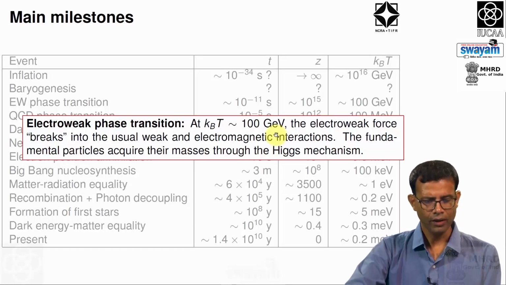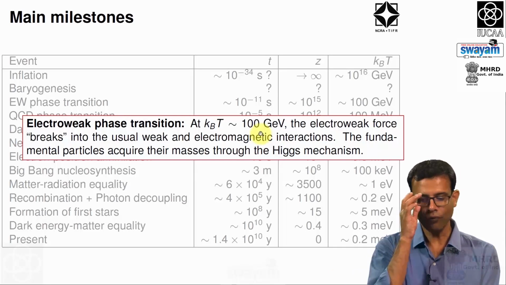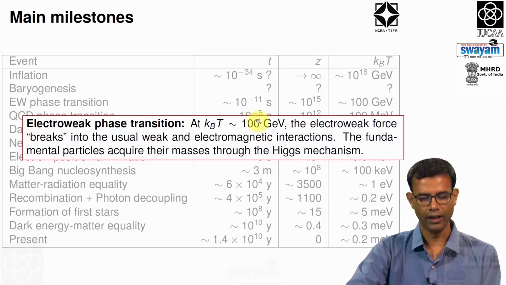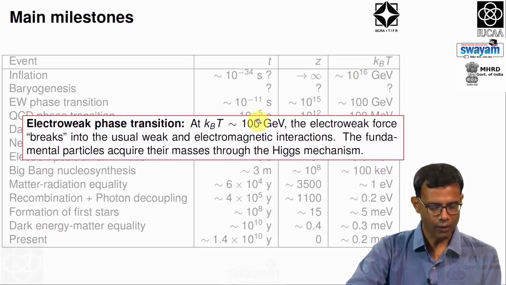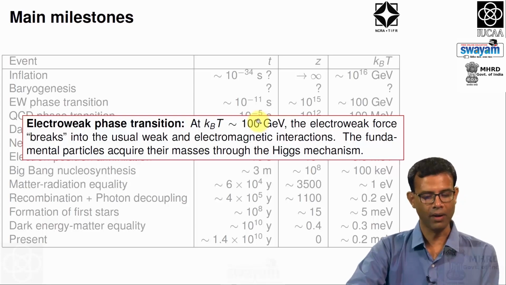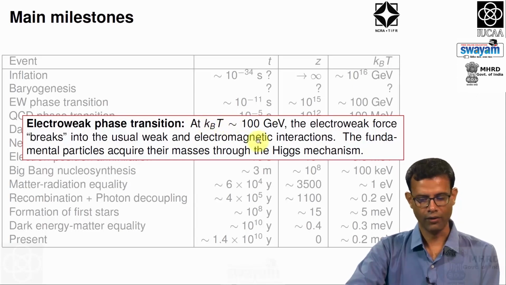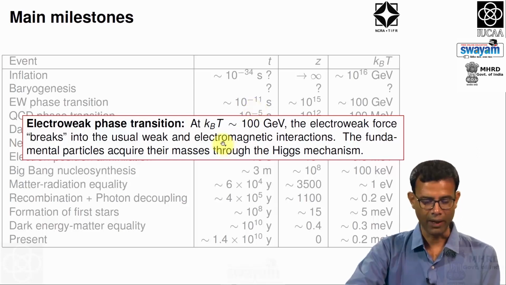When the temperature came down to around 100 GeV in the universe, the electroweak force will actually break, so to speak, into the usual weak and electromagnetic interactions, and this is the time the fundamental particles in the standard model of particle physics acquire their masses through the so-called Higgs mechanism. That would happen around something like 10 to the minus 11 seconds after the Big Bang.